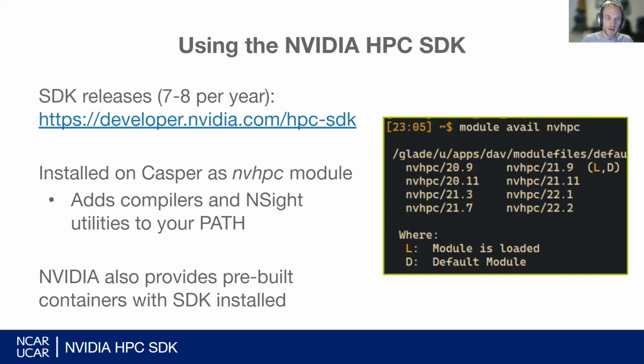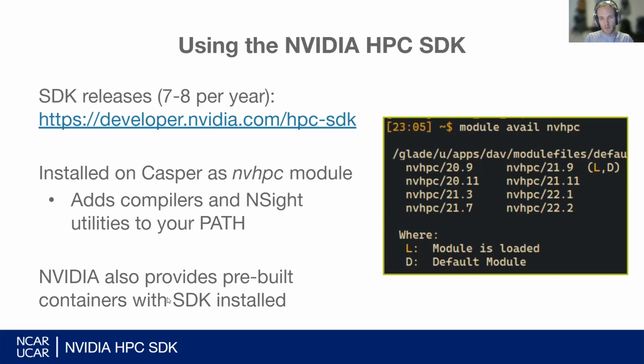with what they're releasing. Now, we're doing this on Casper. If you do a module avail on the NVHPC module, which is our environment module of the HPC SDK, you'll see all these versions that are available on Casper up through the most recent February release. Now, if you load an environment module on Casper, that will add the compilers and the Nsight utilities to your path, so you'll have access to those executables in your compute environment. So NVIDIA also provides the HPC SDK in containers with the SDK installed as part of the container image.